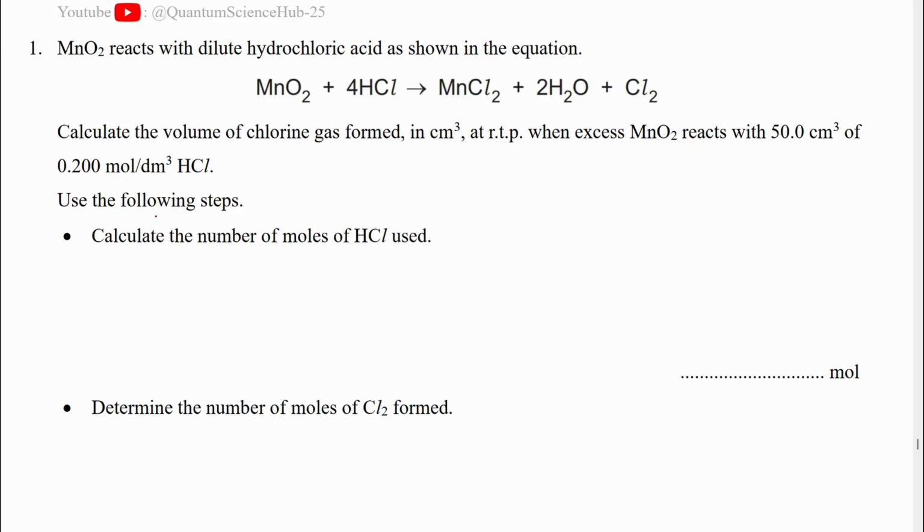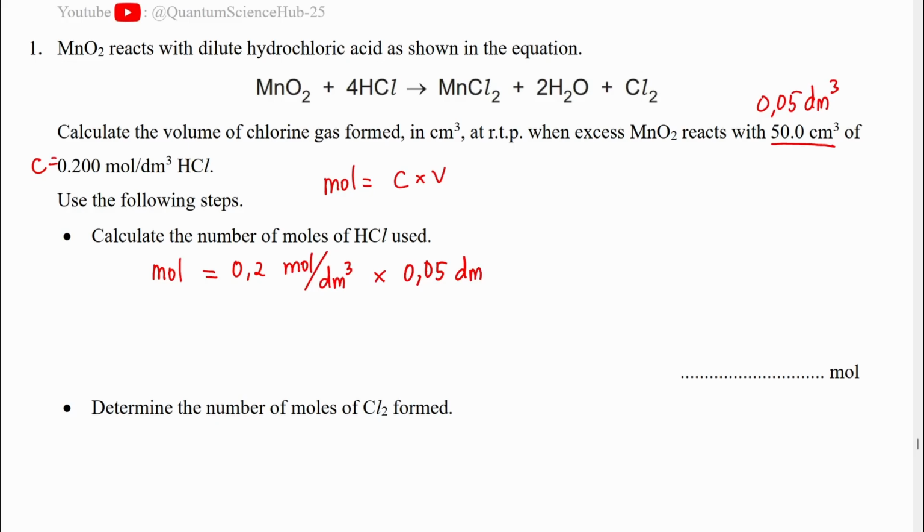Use the following steps. Okay, now let's find the moles of HCl, and we know the volume of HCl here is 50, so we change into decimeter cube equals to 0.05 dm cube. And this is the concentration. If you still remember the formula, mole equals to C times V, concentration times with volume. So mole equals to 0.2 mole per dm cube times with the volume, which is 0.05 dm cube. And we can cross the unit of dm cube, so you will get 0.01 mole. Okay, so the answer here is 0.01 mole.